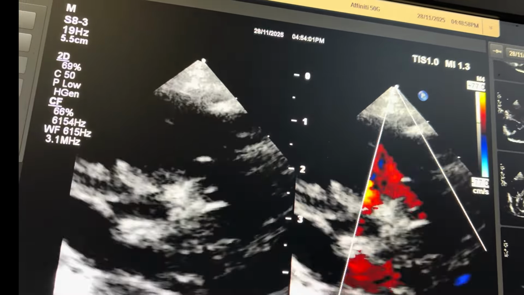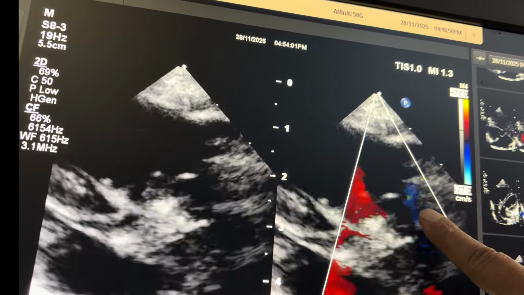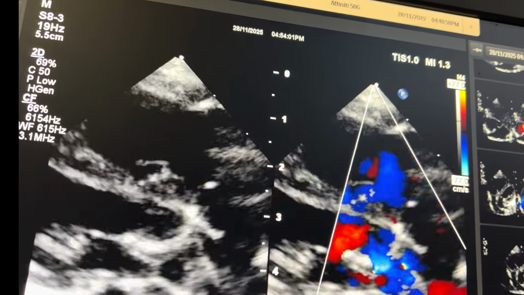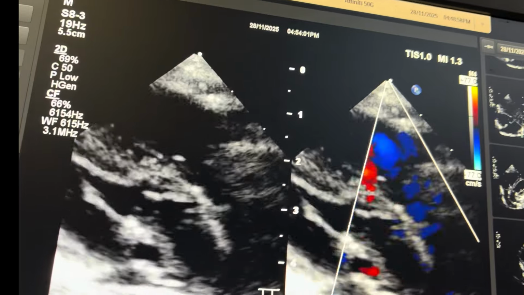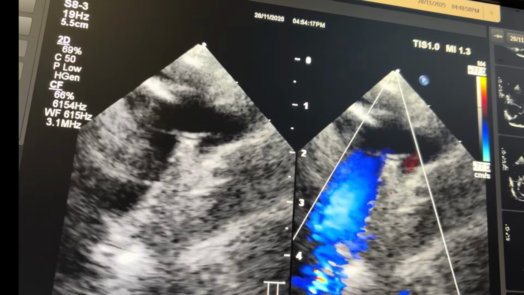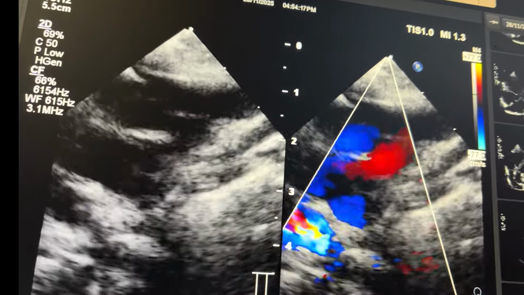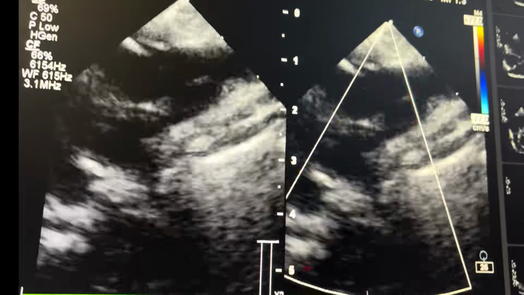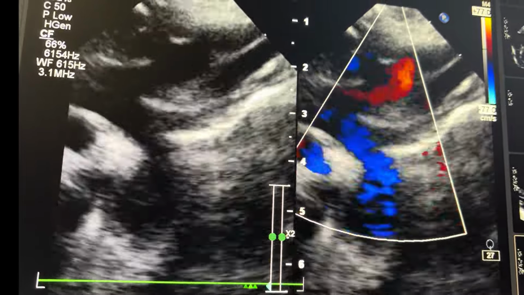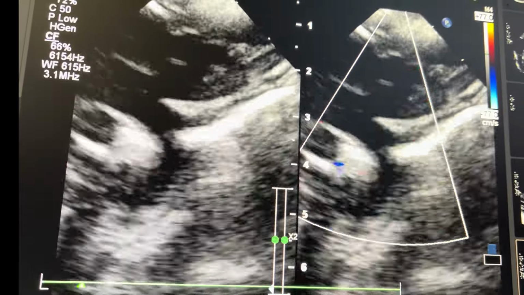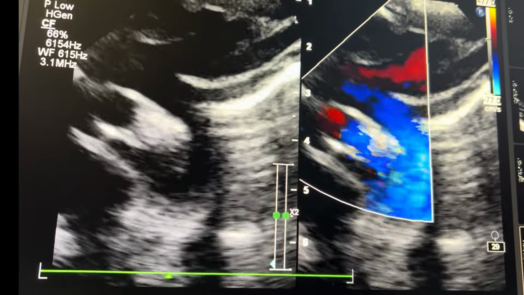Interesting view. Again, you can see this is the pulmonary artery. This is the aorta. This is the aortic arch. This is the aortic arch. Again, aortic arch.